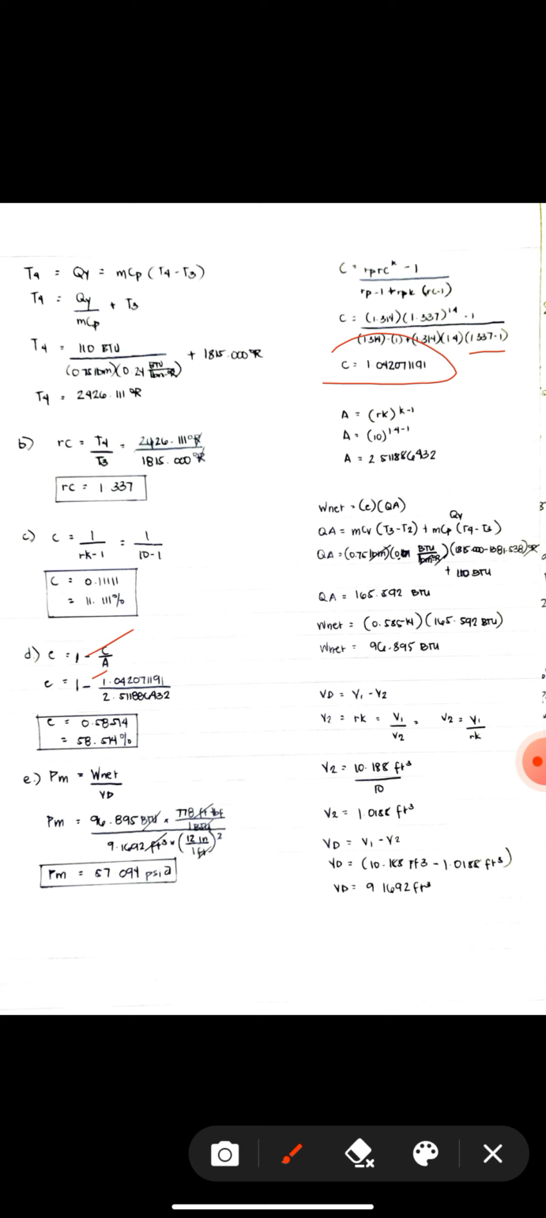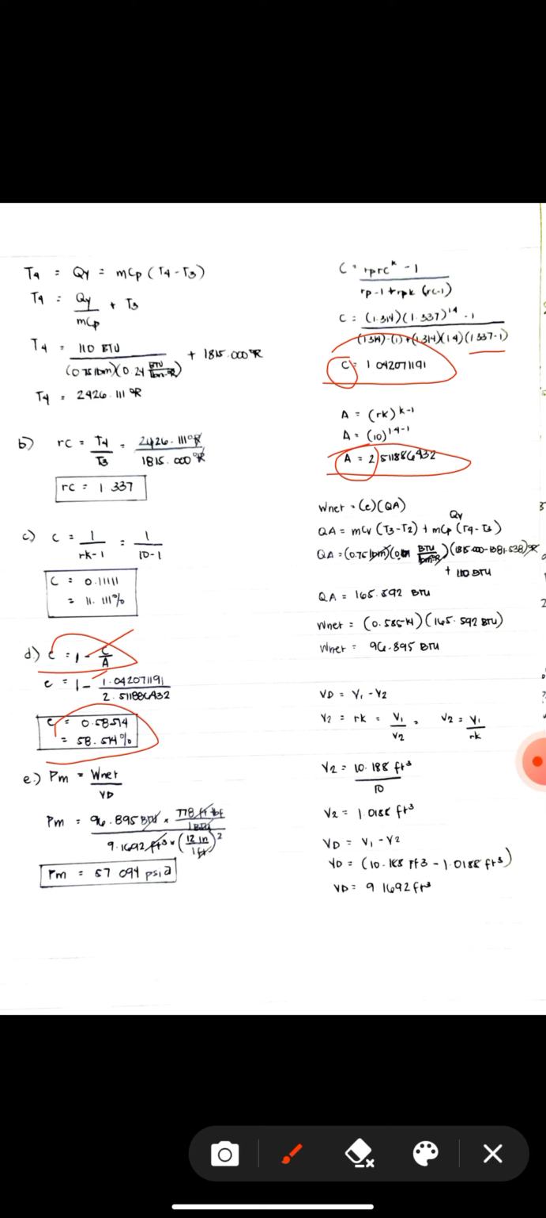So, for the A naman is we have RK raised to K minus 1. So, RK is equal sa 10 raised to K na 1.4 minus 1. Yung A natin is 2.51186432. So, after natin makuha si C at si A, pwede na natin magamit yung formula ni E na 1 minus C over A. 1 minus C na 1.04207191 over A na 2.51186432. So, yung E natin is equal siya sa 0.58514 or 58.514%. So, for the PM naman, for the PM, we have formula na W net over VD.